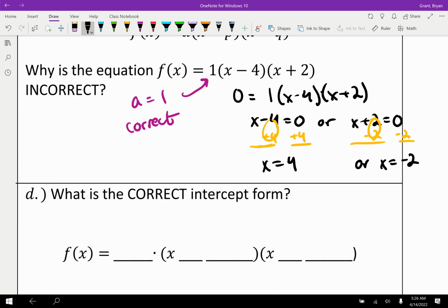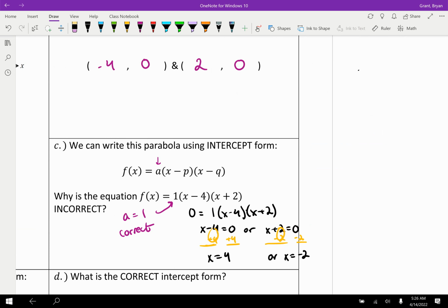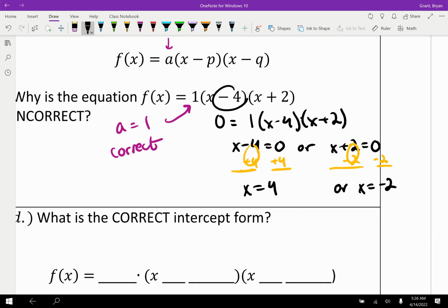Okay. Well, does that match? Is my x-intercept +4? Is my x-intercept -2? And I think you'll find that no, they don't match here. Huh. Well, then that means this is incorrect because there's something wrong with this inside piece.